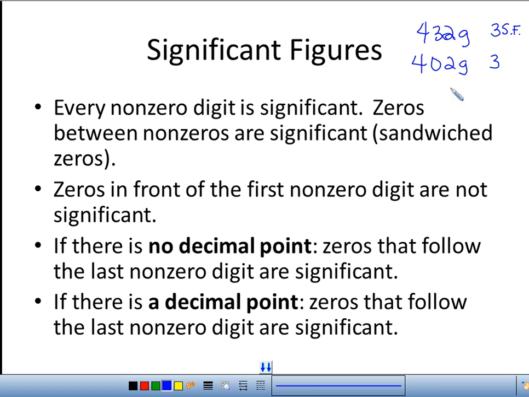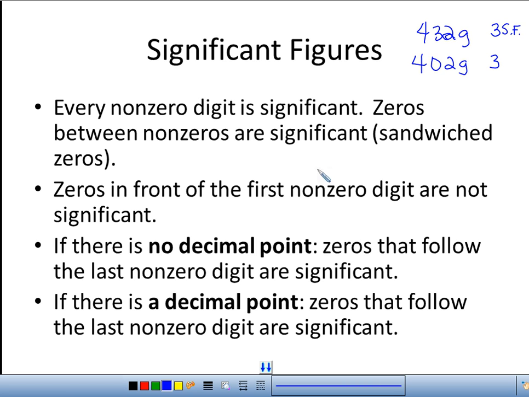What does that mean by being significant? Well, that tells us that we measured this actual number. We actually measured the 2. And our scale told us the 2. It wasn't a rounded number. It wasn't something that we guessed at. We actually measured the 2 here. So both of these numbers have 3 sig figs. So all non-zero digits are significant. Zeros between non-zero digits are also significant.